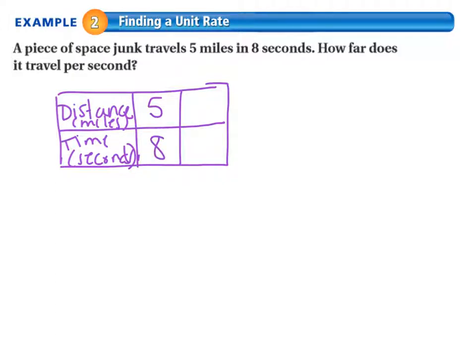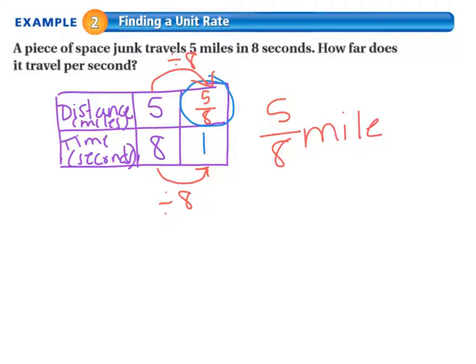In a unit rate, our goal is always to get the bottom right box to be a 1. Okay, so we know when we're using ratio tables and we're trying to find this, then I need to look and see, how do I make this 8 a 1? To make an 8 a 1 using multiplication or division, I'm going to divide by 8. Okay, then I'm going to go up here. If I do it to the bottom, I do it to the top. 5 divided by 8. Well, in this case, we're just going to leave this a fraction. 5 divided by 8 as a fraction is 5/8. And our label is miles.